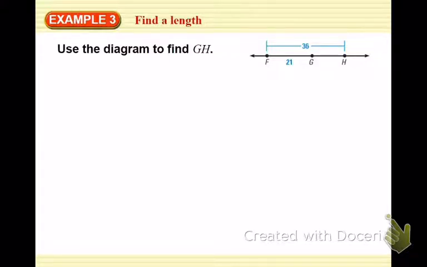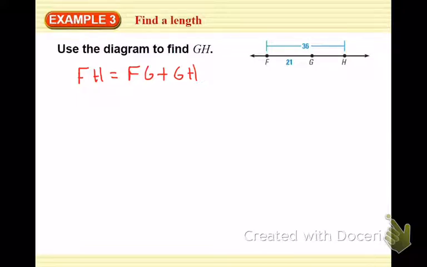Here we've got segment FH with G in between F and H. And we want to find the length of GH. Well, if we use the segment addition postulate here, we look and we see that FH, the whole thing, is going to be equal to FG plus GH.